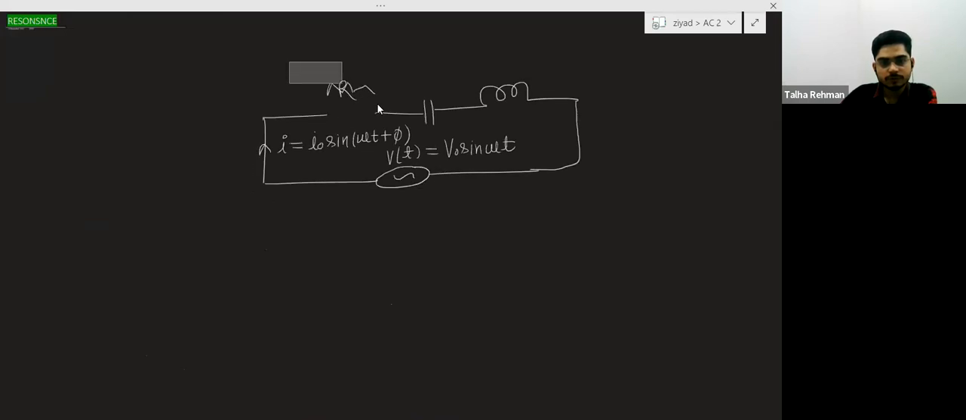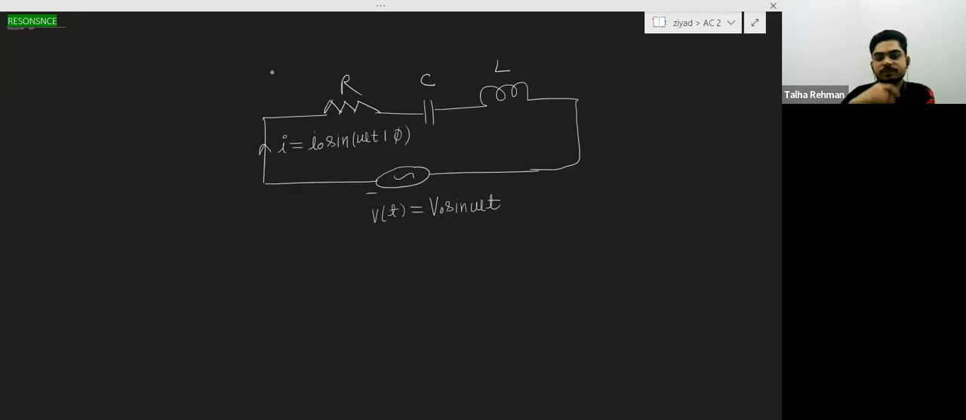Here is some resistance, here is the capacitor, here is the inductor in this circuit, and this is the voltage and this is the current. Phi is the phase difference between the current and the voltage.